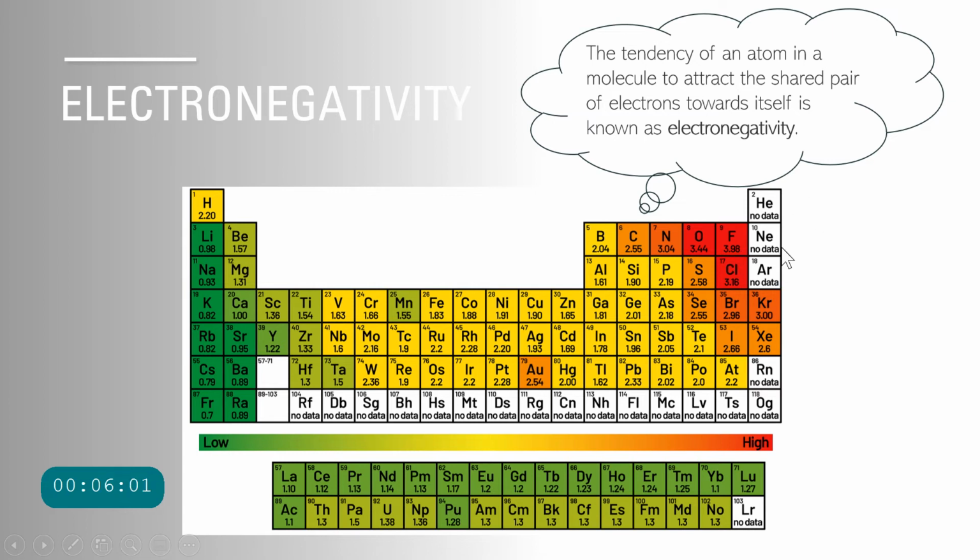So this whole thing, electronegativity, is the tendency of an atom in a molecule to attract the shared pair of electrons towards itself. Basically, it's saying how likely it is, and what amount of force it has, to pull in an electron. And fluorine would be the one that has the highest chance of pulling in an electron.